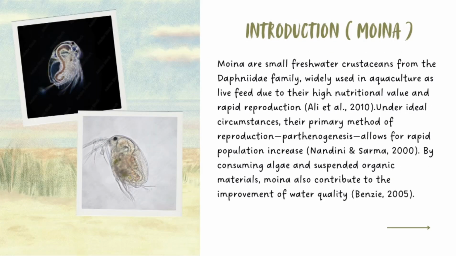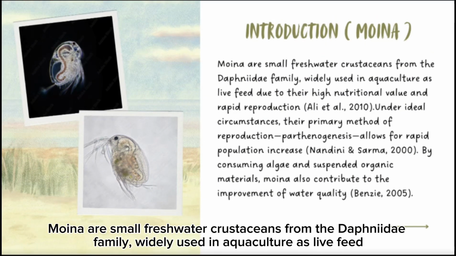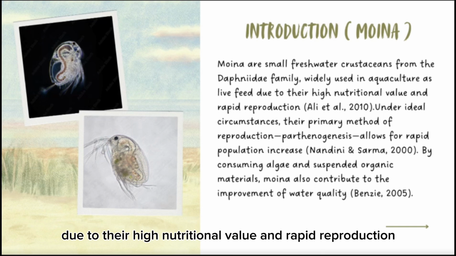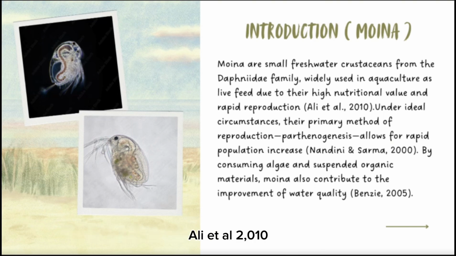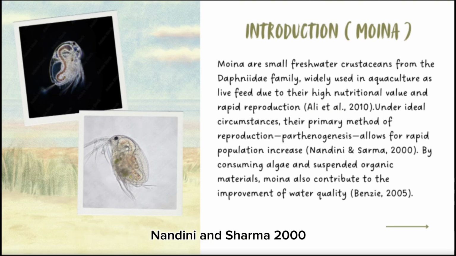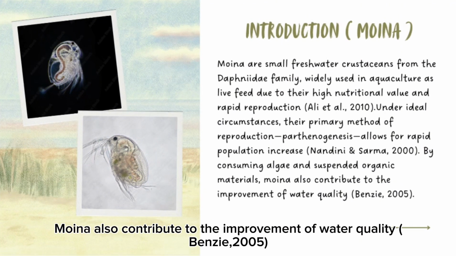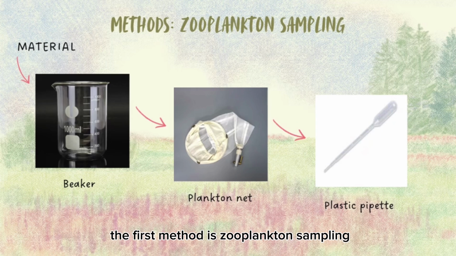Next is introduction of moina. Moina are small freshwater crustaceans from the Daphniidae family, widely used in aquaculture as live feed due to their high nutritional value and rapid reproduction (Ali et al., 2010). Under ideal conditions, their primary method of reproduction, parthenogenesis, allows for rapid population increase (Nandini and Sarma, 2000). By consuming algae and suspended organic materials, moina also contribute to the improvement of water quality (Benzie, 2005).